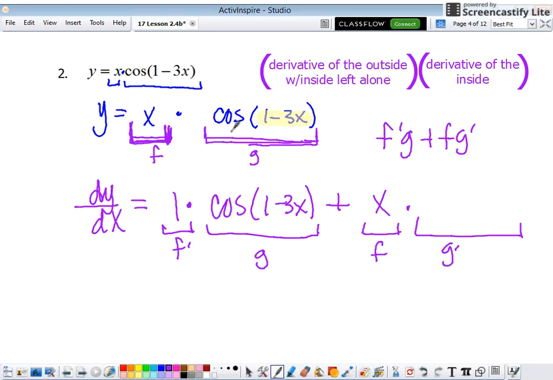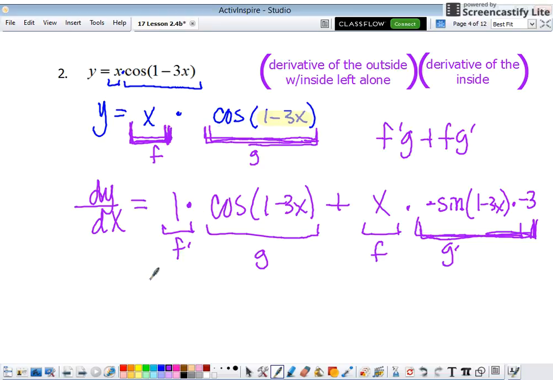So now I need the derivative of the cosine of 1 minus 3x. Well, here's where I'm going to need the chain rule. The derivative of the cosine of 1 minus 3x is derivative of the outside, negative sine, with the inside left alone, times the derivative of the inside. The derivative of 1 minus 3x is negative 3. And so all of this stuff right here is the derivative of the cosine of 1 minus 3x.